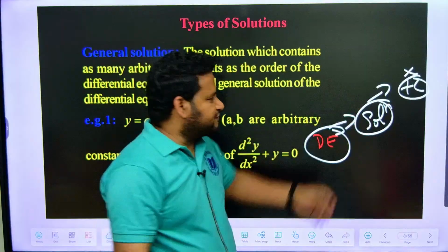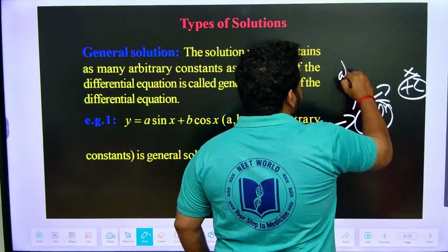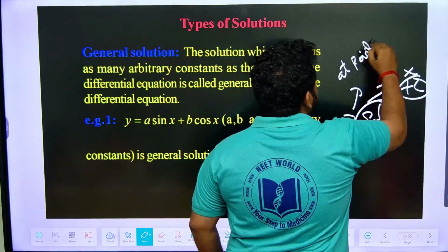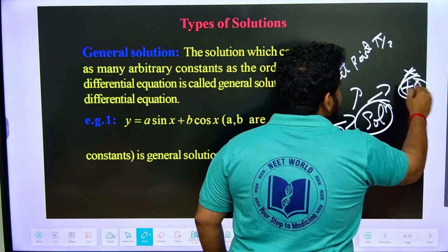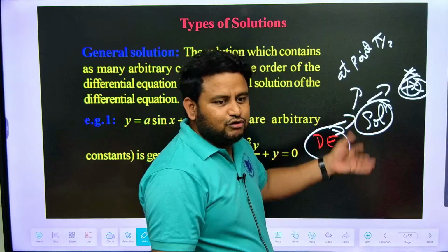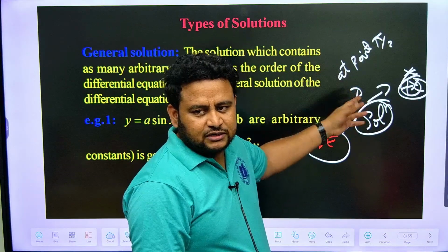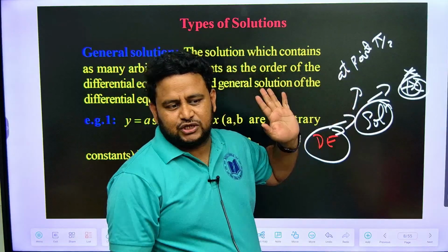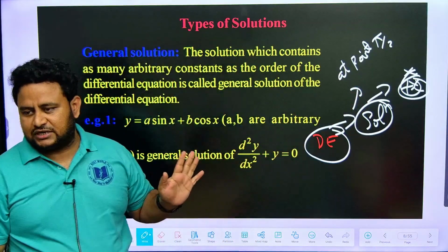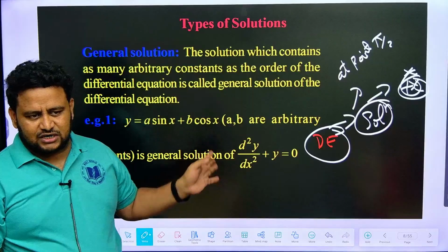But if they ask for the solution at a point, if I say pi by 2, at that point this c will be eliminated. That means you will be able to find a particular value for c. There will not be any constant. That is called the particular solution. Clear? This is the difference between general solution and particular solution.